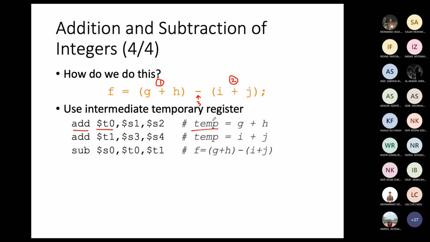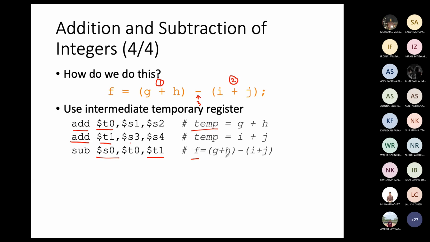And then I plus J. So I plus J is $S3, comma, $S4, the operation is add, and the result will be stored in a temp. Here we use T1. T1 is the temp. And then the last operation is to subtract the result of the previous instructions: T0 minus T1, and the result will be stored in S0, which refers to F.